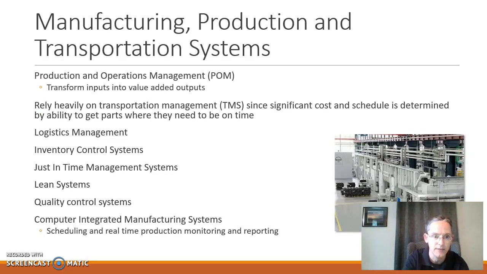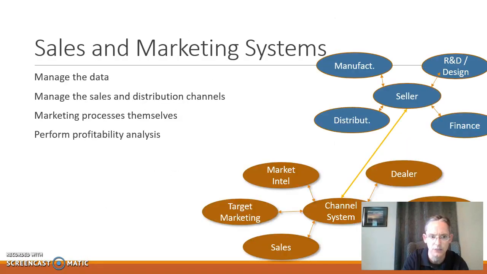So when we talk about manufacturing, what we're talking about there is production operations management, relies heavily on your transportation system, logistics management, just-in-time systems, those kinds of things that keep the product being developed and being moved. Sales and marketing talks about, all right, from a data perspective, I know what the seller is, I know what my channel system is, how do I get my distribution channels linked up, how do I get my marketing processes working so I understand what the customer's doing and what I need to do to react to them.